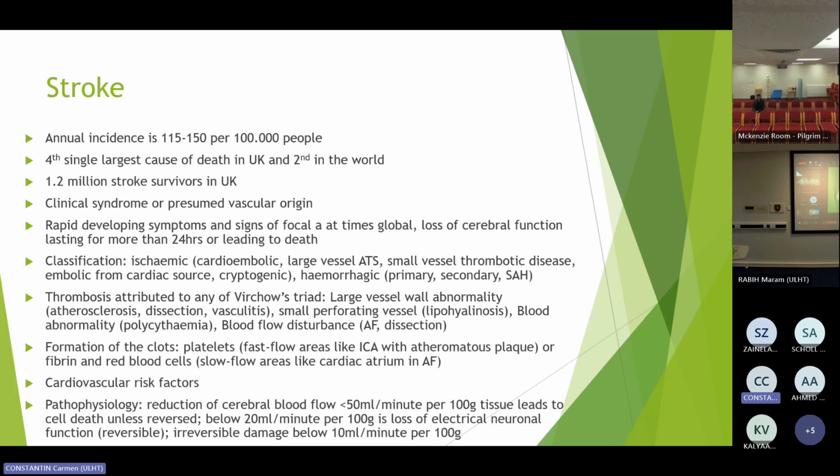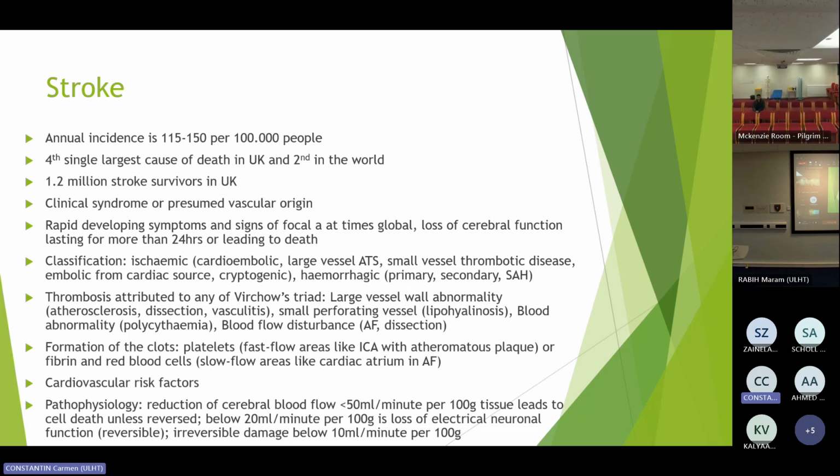So as a classification, we have the ischemic cause, when we have a cardioembolic cause due to possible large vessel atherosclerosis, small vessel thrombotic disease, embolic from cardiac source, or cryptogenic stroke when we don't know the cause. And also we have the hemorrhagic stroke, primary or secondary, and I'm going to come back to this.